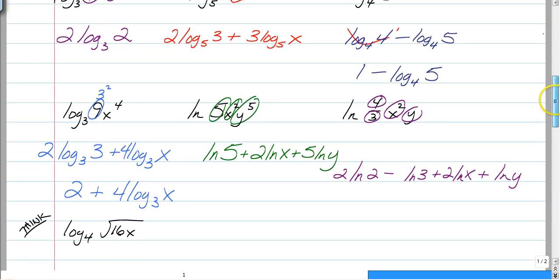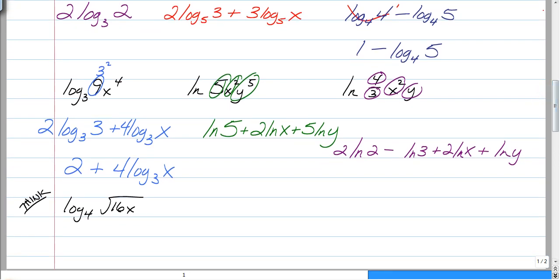So this last one, log base 4 of the square root of 16x. That's a thinking problem because it can be simplified. So I would like you to see if you can actually handle that guy on your own. If you can, you're ready to rock.